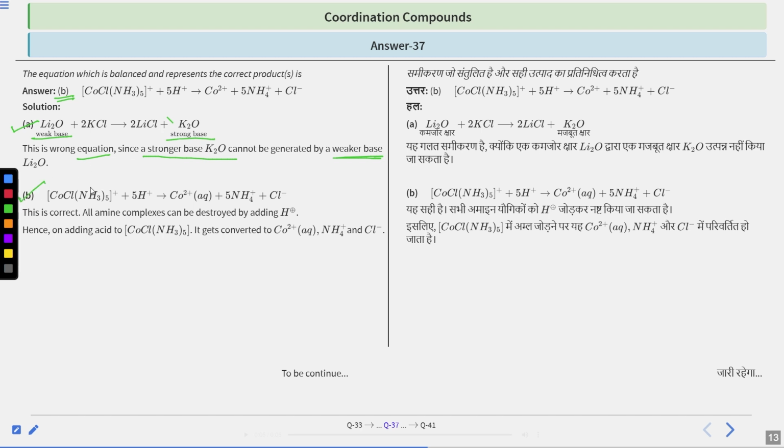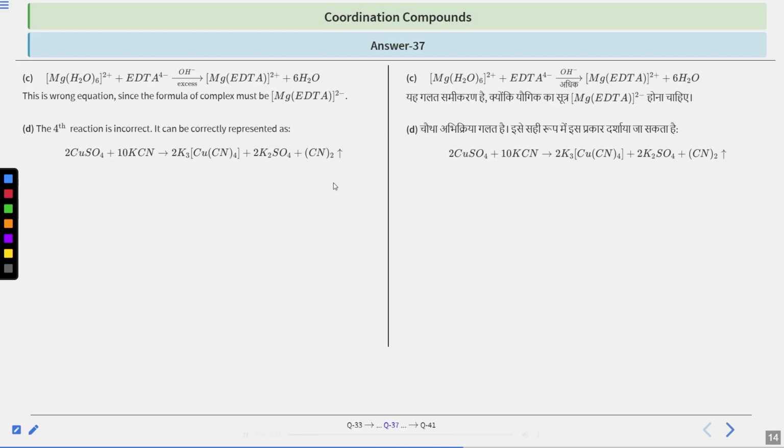According to the B option, [CoCl(NH3)5]+ plus 5H+ giving us Co2+ plus 5NH4+ plus Cl-. This is correct. All amine complexes can be destroyed by adding the H+ ion, and hence on adding acid to [CoCl(NH3)5], it gets converted to Co2+, NH4+ and Cl-. So that means our complex is destroyed by adding H+ ions from the acid. That is why this is the correct equation.